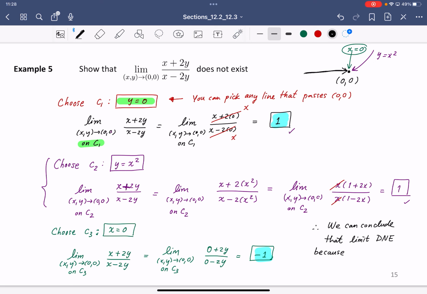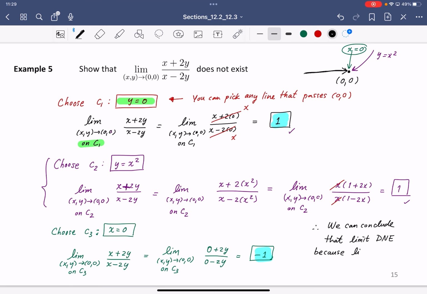If you feel like you cannot do factoring and conjugate, you try so hard already, maybe the limit does not exist. If the limit does not exist, you can show it by picking two lines that give you different limits. But if you keep picking and you get the same thing, 1, 1, 1, maybe it actually exists, but you just cannot prove it. So you have to go back to use the factoring and conjugate technique. Does it make sense?